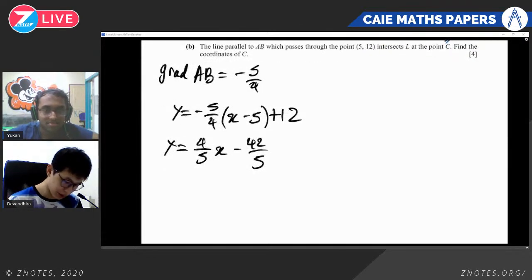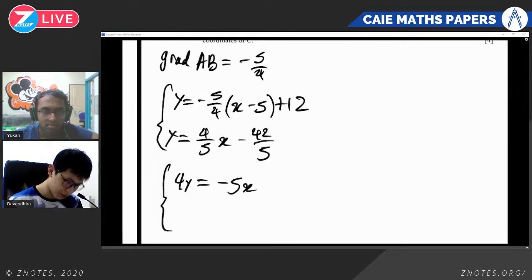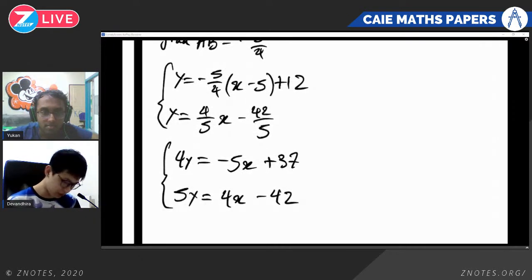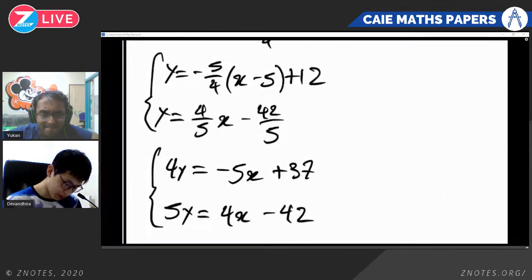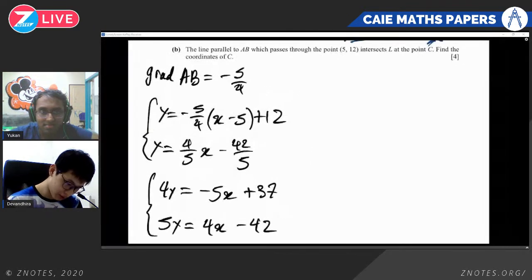We can do a simultaneous equation here. I want to make both equations easier first. Multiply the first equation by 4, so we have 4y is equal to negative 5x plus 25 plus 12. That's plus 37. This one too: 5y is equal to 4x minus 42. Right? Is everything okay so far? You can use any method if you want. You can use elimination, you can use substitution. That's up to you.